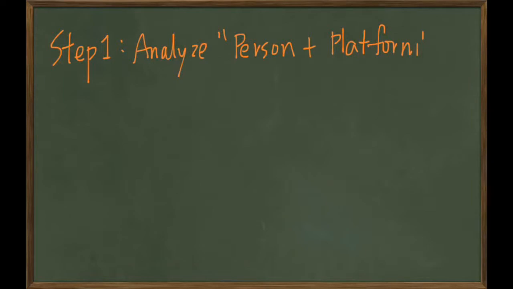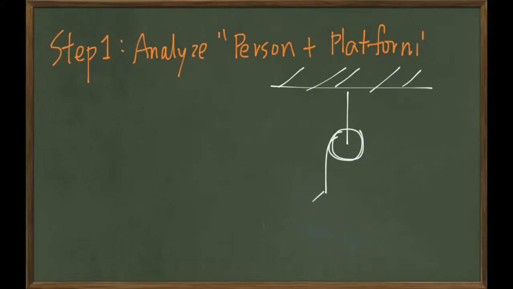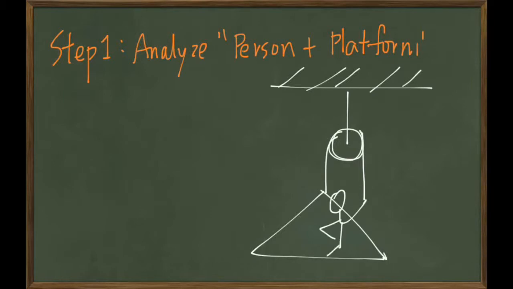Alright, so I'm going to draw the diagram again. So we have a platform right here, and then a person holding on to the string this way. Right now we're looking at both the person and the platform as one single system. I'm going to draw a big red circle right here as one single system. Step 2. What are the forces exerting on it? I'm going to write step 2 right here.